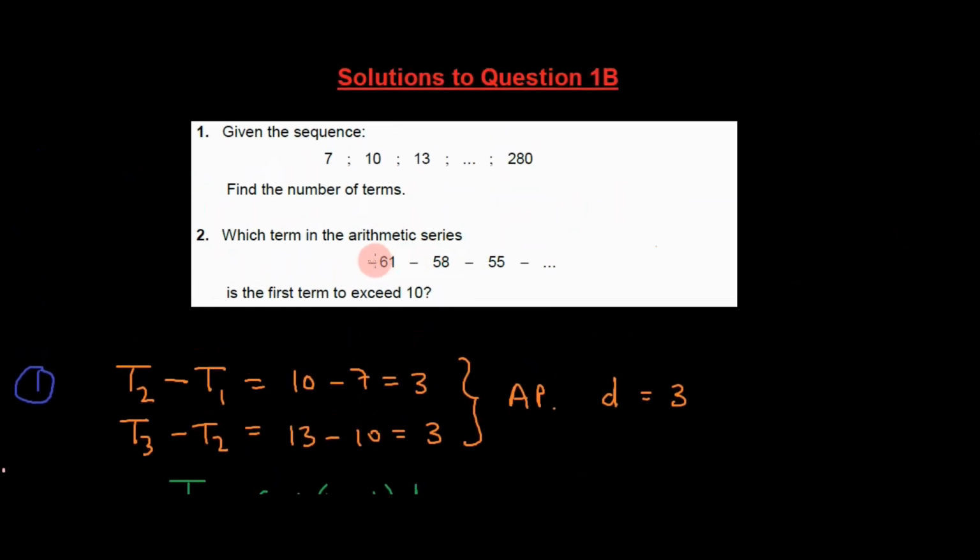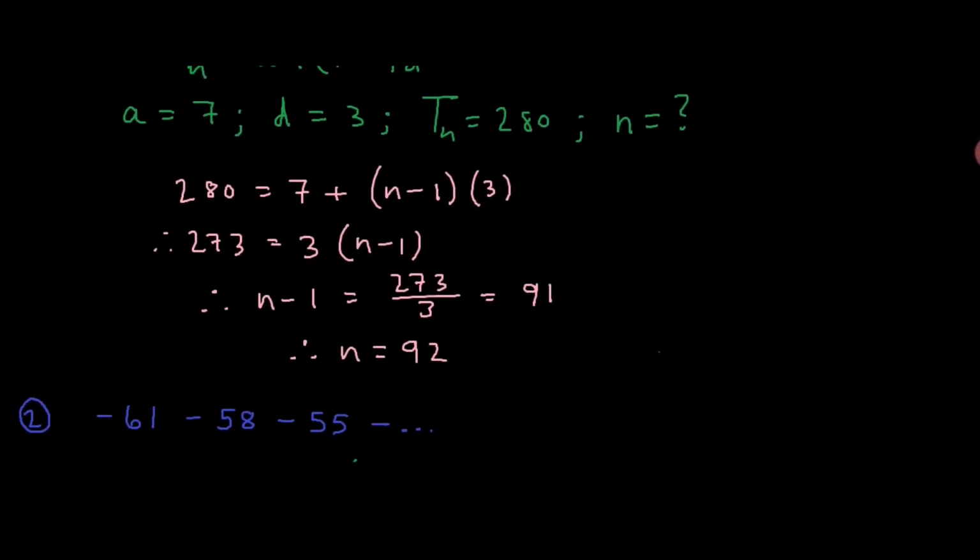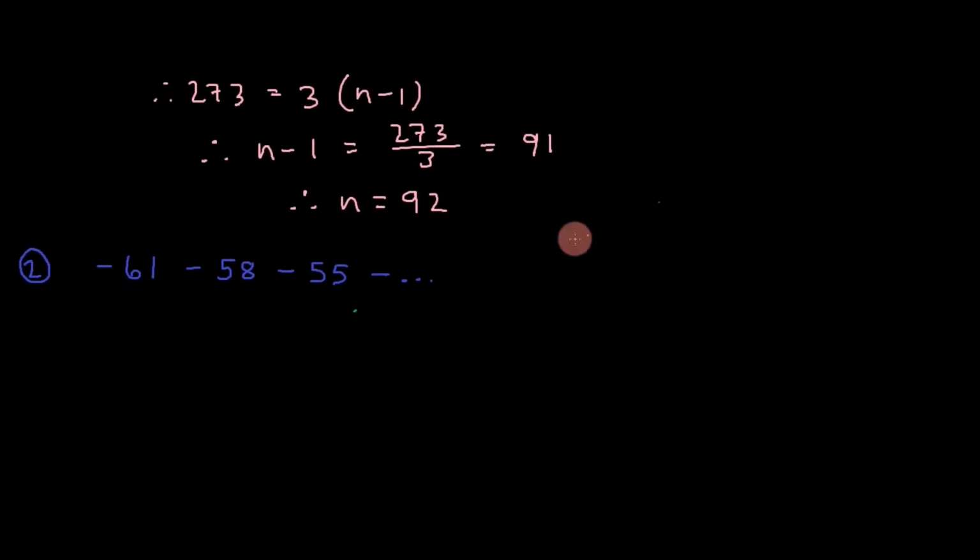Let's look at your answer to the second question here. We are told that this is an arithmetic series and we must find the first term to be greater than 10, or to exceed 10. Since we are told this is an arithmetic series, we don't have to check. We can find the common difference d by taking term 2 less term 1. So it's negative 58 minus negative 61. So it's negative 58 plus 61, which is 3.